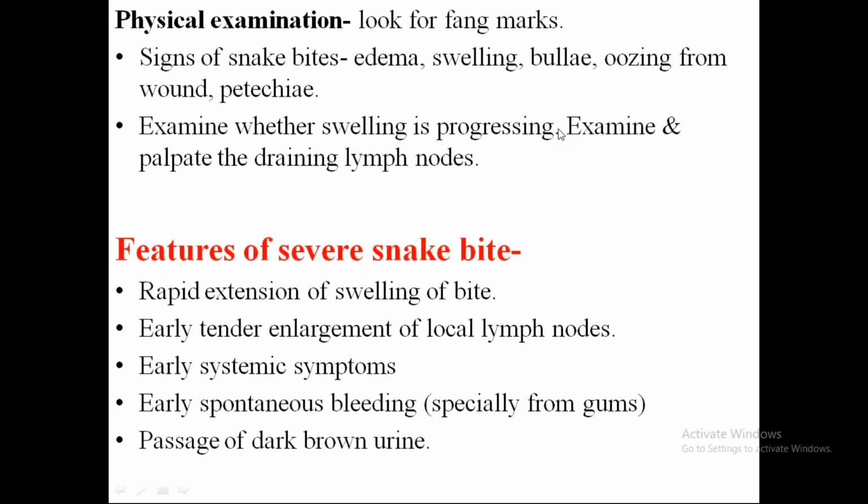So rapid extension of swelling of the bite, early tender enlargement of local lymph nodes, early systemic symptoms, early spontaneous bleeding from the gums, and then passage of dark brown urine. So these are the five things which you should keep in mind, which show that the severity of the snake bite is more in such a patient.